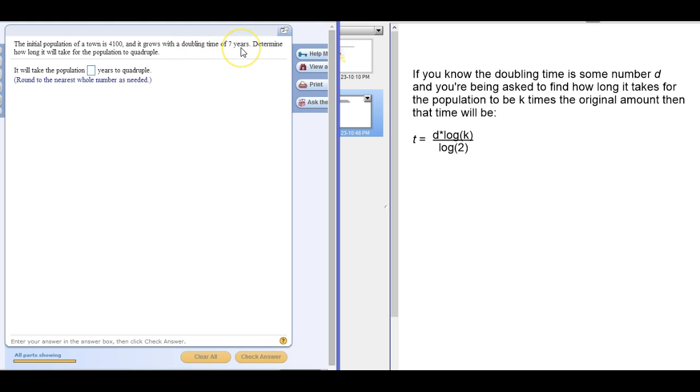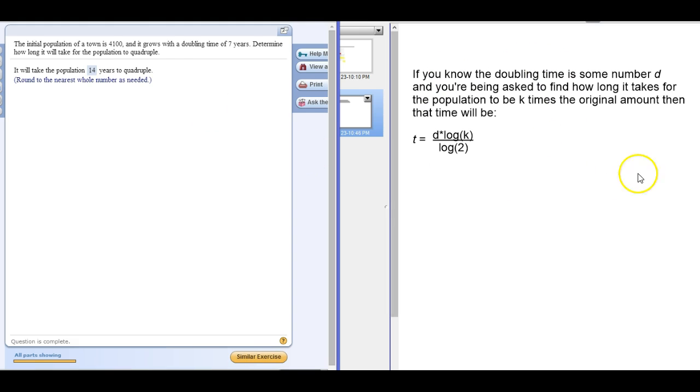So if the doubling time is 7 years, well, it could double from 4100 to 8200 in 7 years, and then it'll double again to 16,400 in another 7 years, because every 7 years it doubles. So for it to be quadruple the original amount, it's going to take the initial 7 years to double, and then another 7 years to double again, which will be quadruple. So that would be 14 years. So that's one way to think of it.